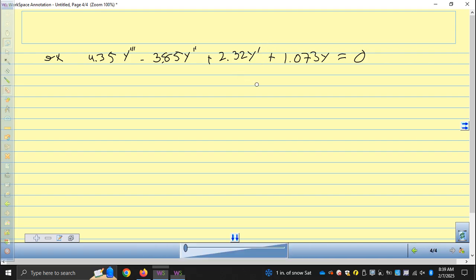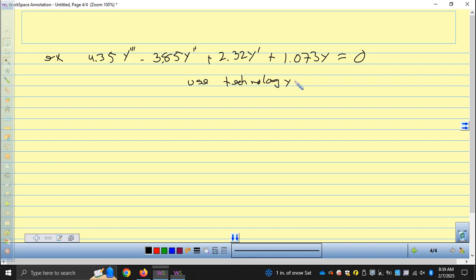I put a Wolfram Alpha widget that's just a general differential equation solver in our little folder that you can plug that into and solve. Or you could write the auxiliary equation and use some technology to help you find the zeros of the auxiliary equation.